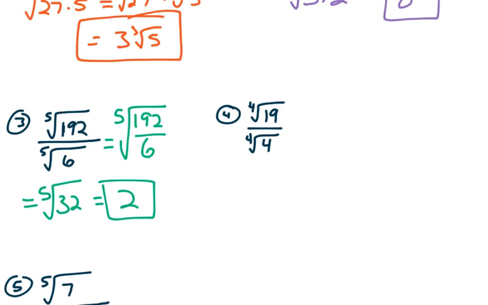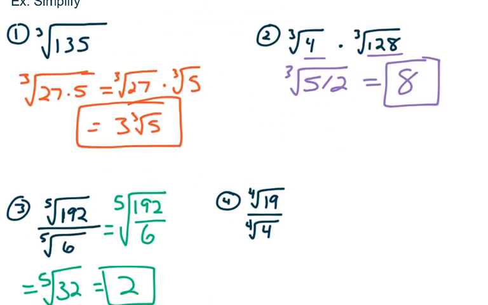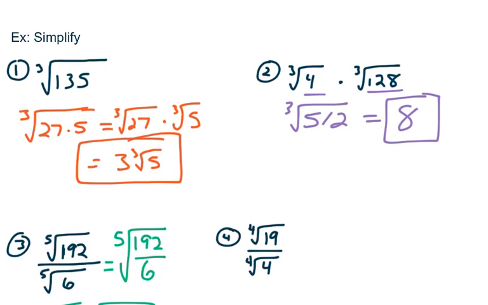Let's try another one here. Number 4. This is an example where we're going to have to do some manipulating. 19 is not divisible by 4, just like we were going to do here. That doesn't work in this case because 19 is a prime number. It's not divisible by anything other than 19 and 1. We don't have to worry about fractions under the radical right now. We don't have any fractions underneath our radicals, but we do have a radical in the denominator of our fraction.